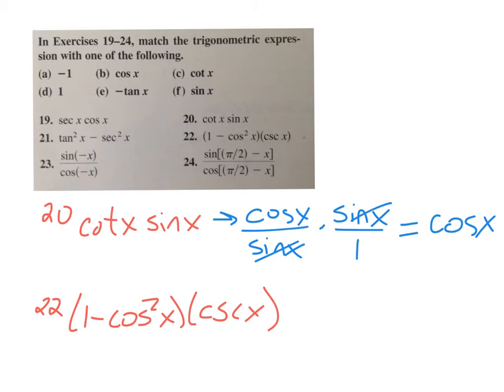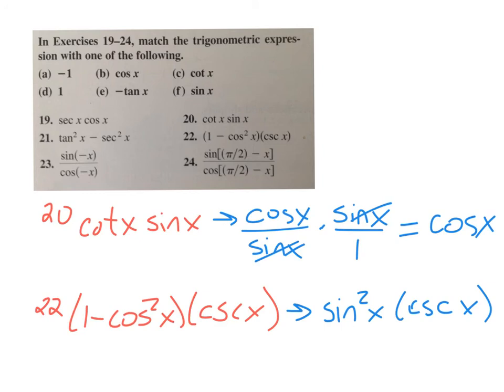Anytime you see a square, you should be thinking of those Pythagorean identities. The very first one is sine squared of u plus cosine squared of u equals 1. I think I showed you that you can manipulate these Pythagorean identities around, and this one is basically exactly what I showed you then. So we're going to start with that, and that means that 1 minus cosine squared of x is the same as sine squared of x, and we're still multiplying it by cosecant of x.